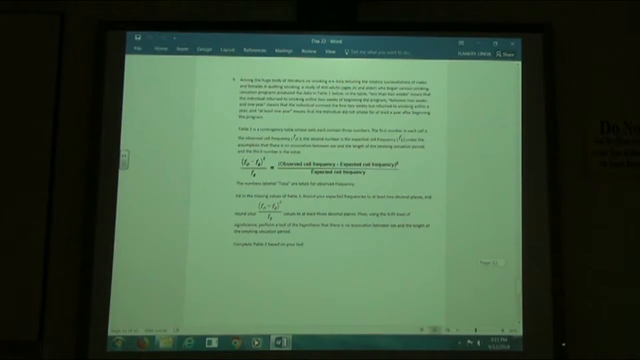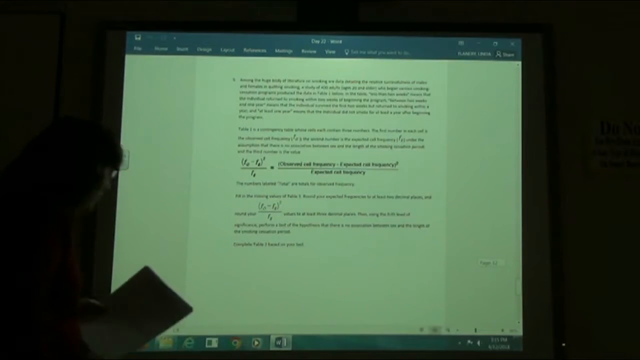The first number in the cell is the observed frequency, the second one is the expected one, and the third one we have to figure out using our formula. The first ones we're rounding to 2 decimal places, the second ones to 3, and then we're going to check at a 0.05 level of significance the assumption that there's no association between the sex and the length of the smoking cessation period.